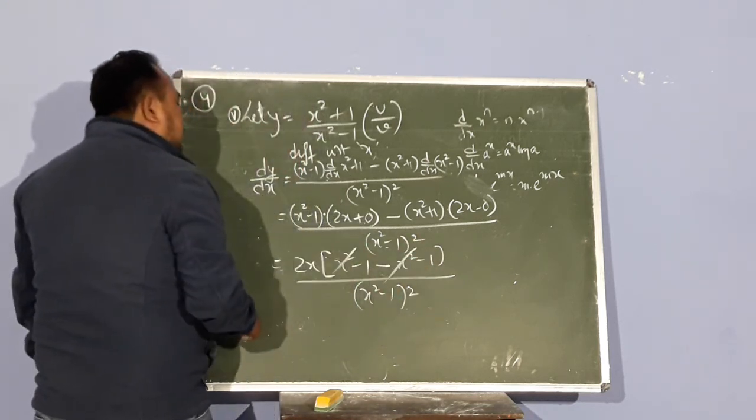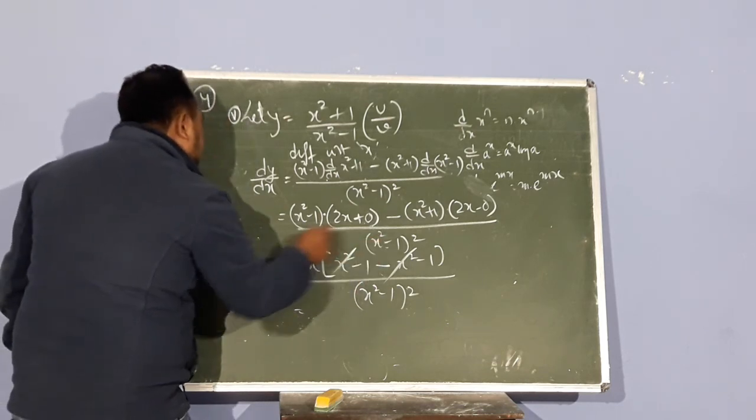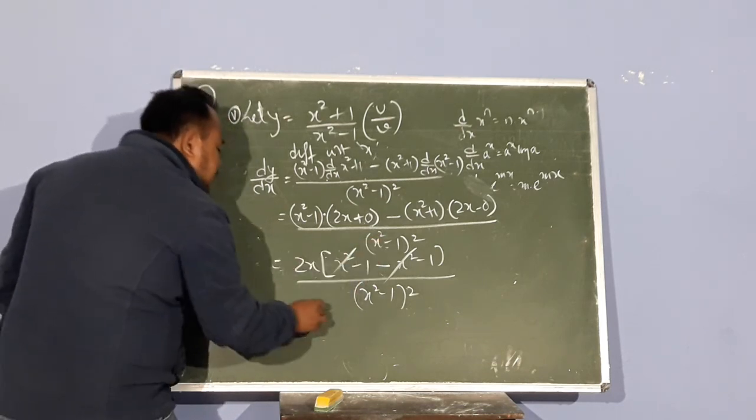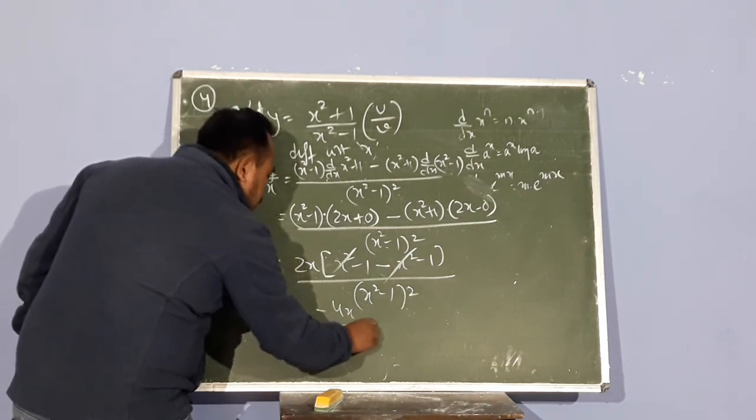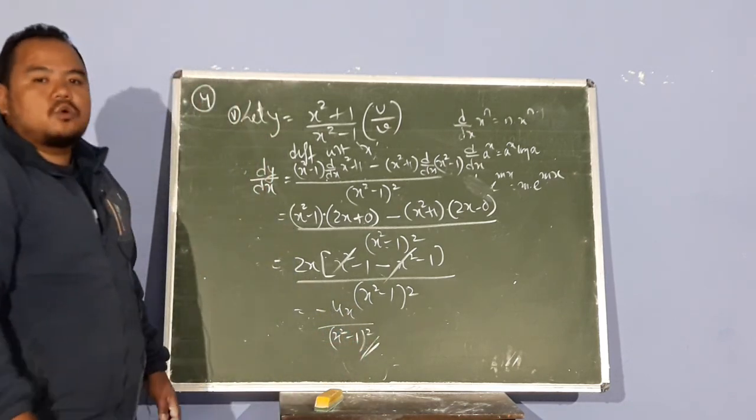So x square and x square get cancelled. So minus 1 is minus 2. Minus 2 into 2x will give you minus 4x divided by x square minus 1 whole square. So this is called quotient rule.